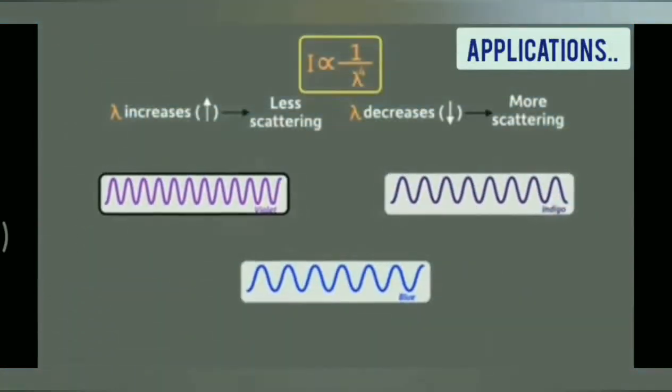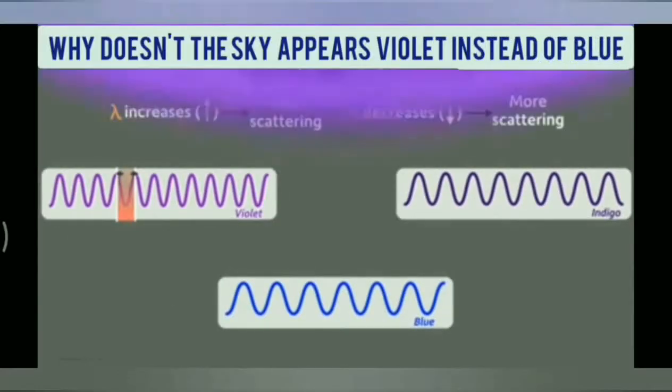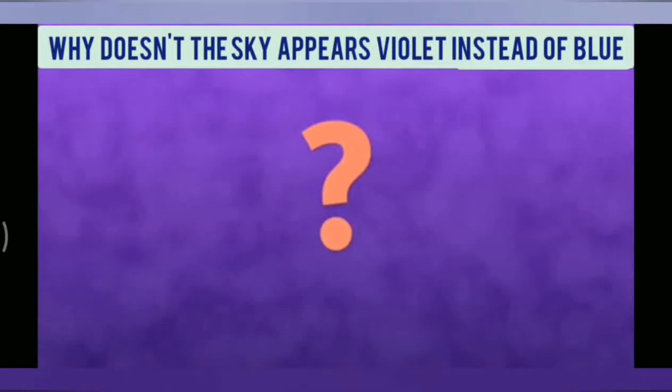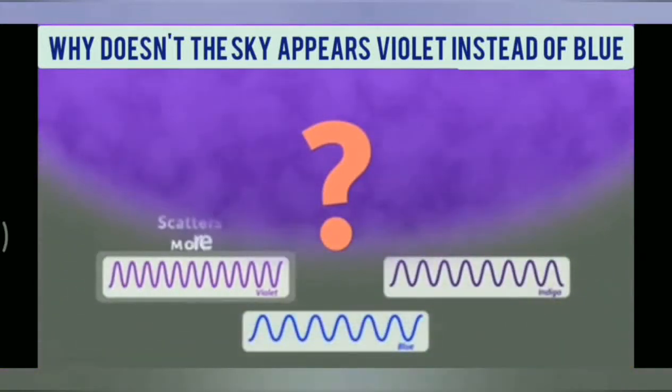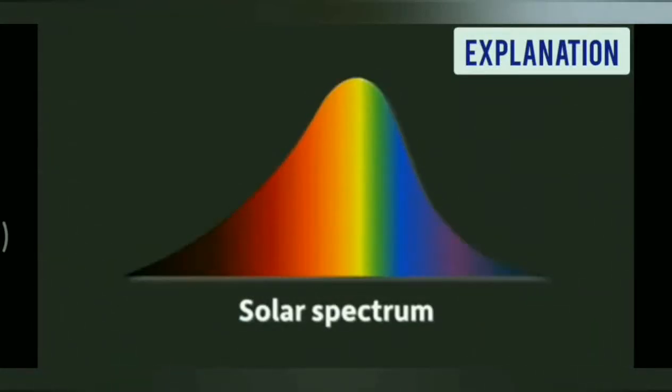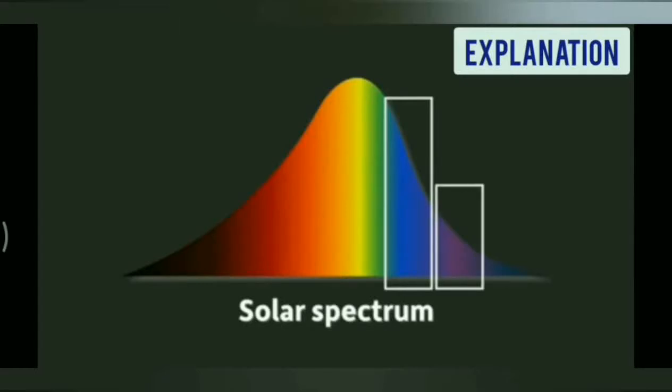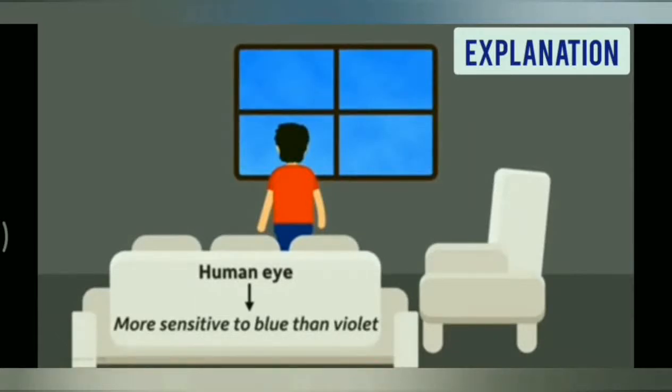This is the reason for the blue color of the sky. But wait, since violet has minimum wavelength, why doesn't the sky appear violet, or for that matter indigo, instead of blue? So the reason is, this is the solar spectrum, which is composed of 7 different colors. It clearly shows that the sunlight consists of blue color in larger amount as compared to violet color. So as a result, blue color gets more scattered, and the sky appears to be blue. There is another reason. Our eye is more sensitive to blue color than violet.